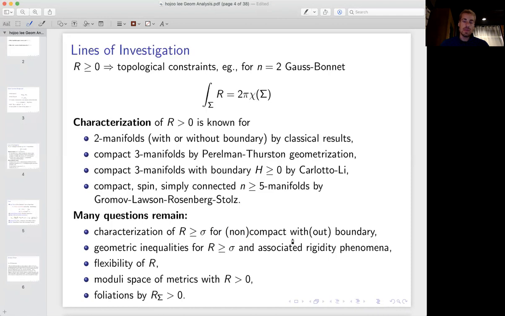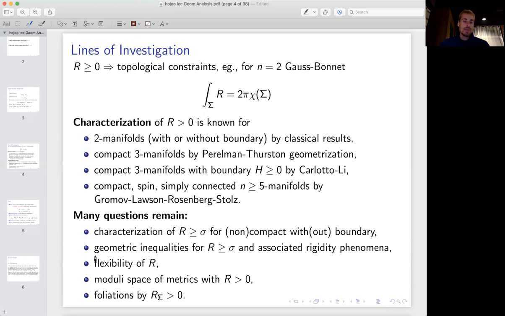With or without boundary, I should mention that an arbitrary manifold with boundary, if no sign on the curvature of the boundary is imposed, then the scalar curvature can always be positive by a result of Gromov from the 60s, actually, I believe, the late 60s. So if you have a boundary, then you need some curvature conditions on the boundary, like the mean curvature or something.